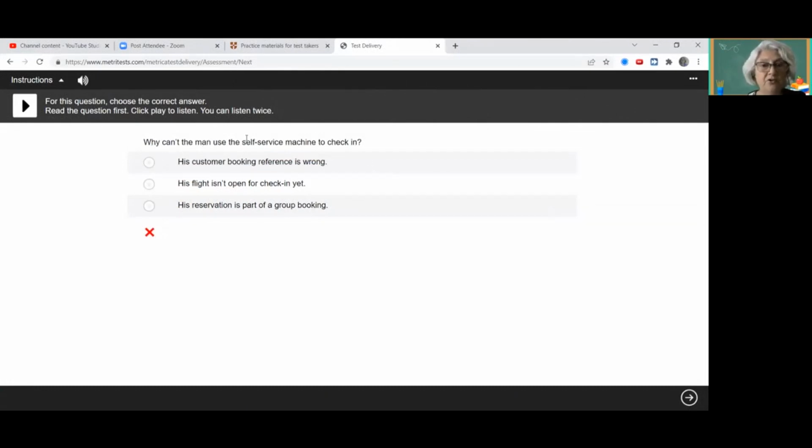Why can't the man use the self-service machine to check in? 1, his customer booking reference is wrong. His flight isn't open for check-in yet. His reservation is part of the group. So it's important to read the question first so that when you're listening to it, you're listening for that information.